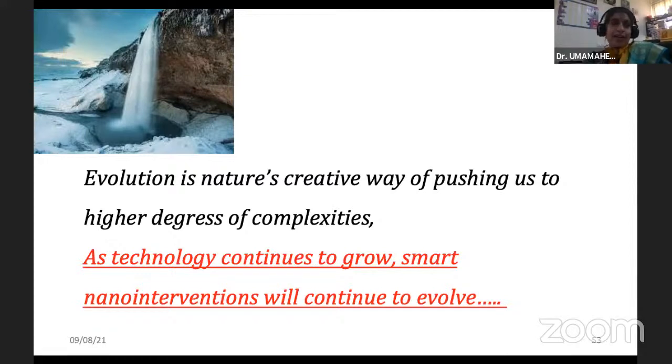And of course, I would like to say this: evolution is nature's way to push for even greater heights, and the same is with technology. As we find new things, we continue to grow, and we will push our boundaries further so that we achieve even better healthcare.